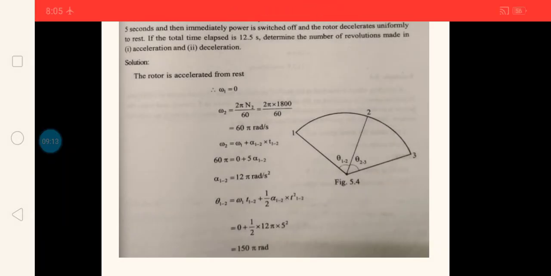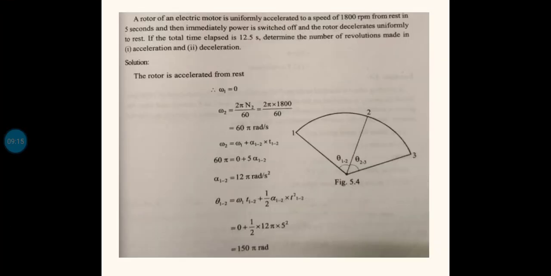Now moving to the next problem. The second problem: a rotor of an electric motor is uniformly accelerated to a speed of 1800 rpm from rest in 5 seconds. The motor is initially started from rest, so omega 0 is 0, and it has acquired a speed of 1800 rpm. The speed is given in revolutions per minute, so we have to convert it into omega; only then can we find the final angular velocity from rest in 5 seconds.